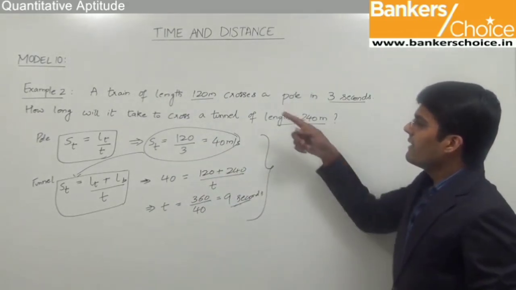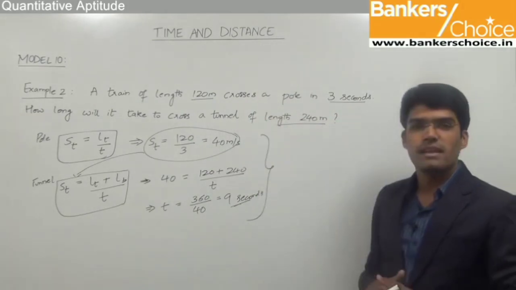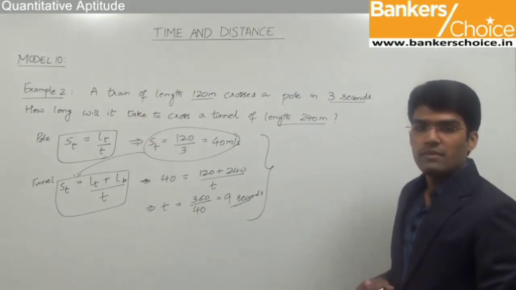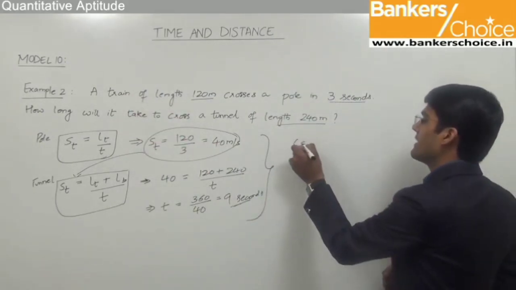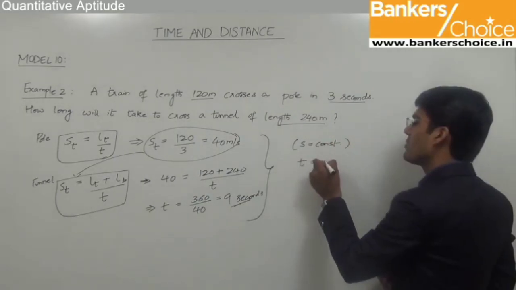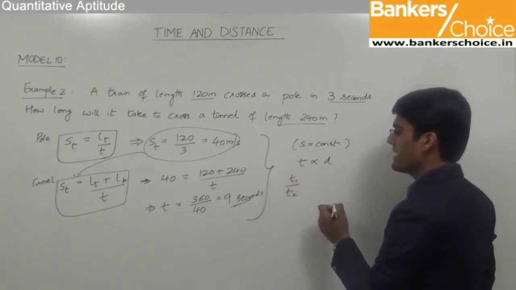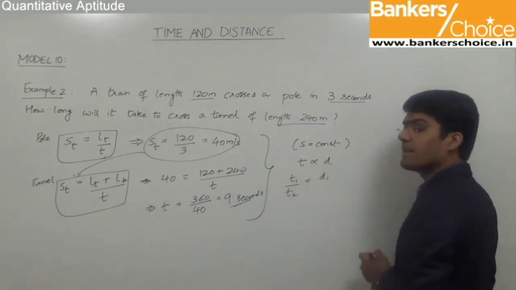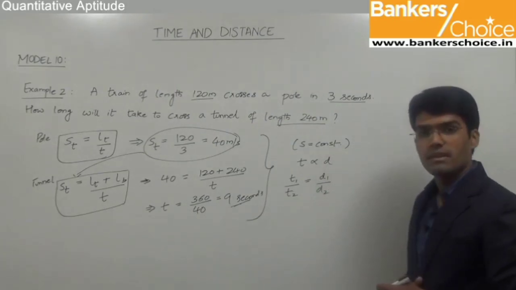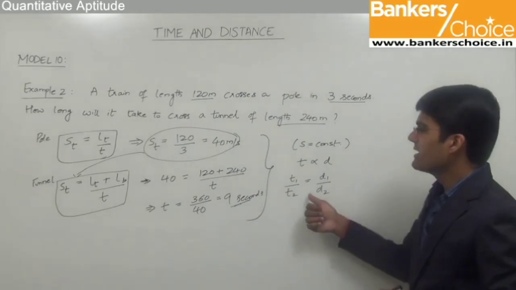The idea here is, in both the cases, that is when the train is crossing a pole and when the train is crossing the tunnel, the speed of the train is the same, as it is the same train here. And we know that when the speed is constant, we have discussed earlier that time is proportional to distance. That is, the time taken in the first case by time taken in the second case should be equal to distance traveled in the first case by distance traveled in the second case, as the speed is constant. So by using this proportionality between time and distance, let us see what we answer.